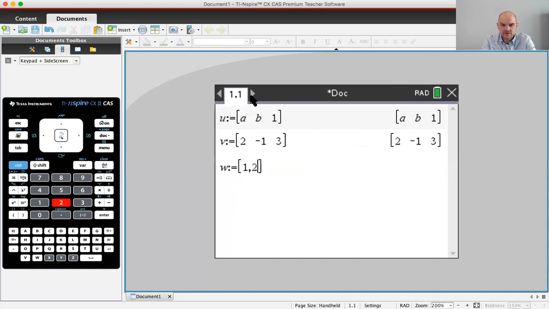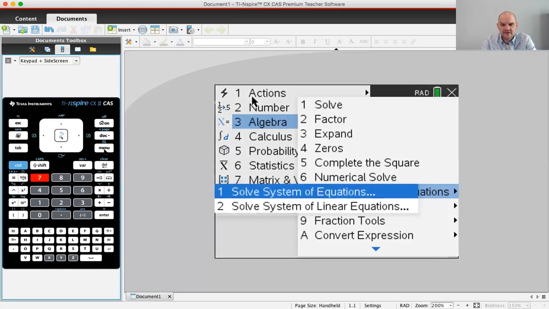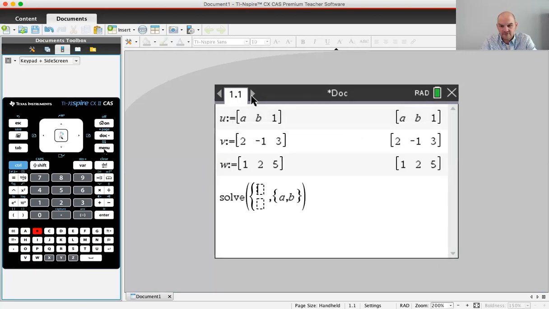w is 1, 2, 5. All right, so I want to solve. If I run the handheld, I do menu 3, 7, system of equations. It's 2 equations. The 2 unknowns are going to be a and b for this particular thing.